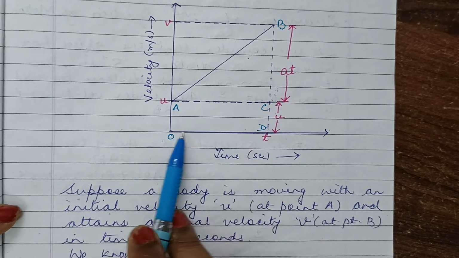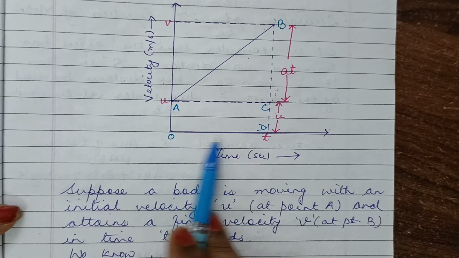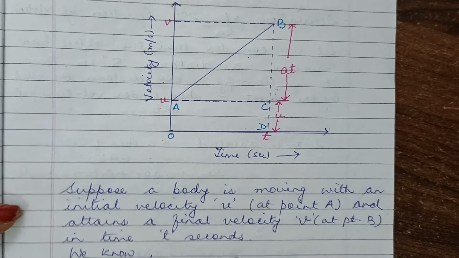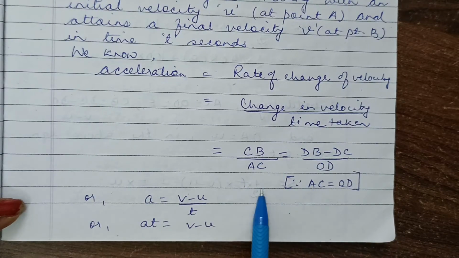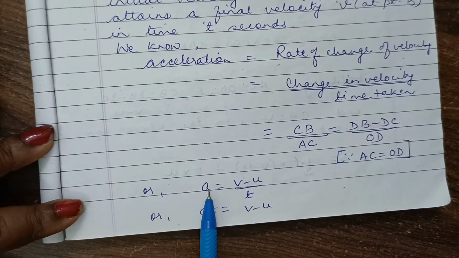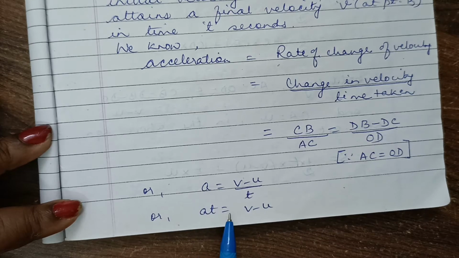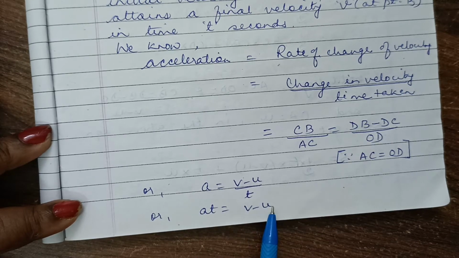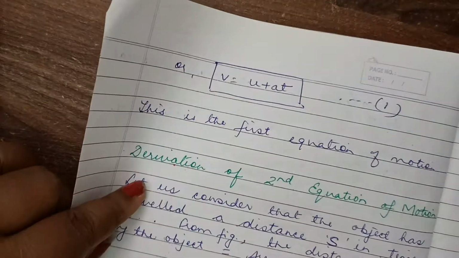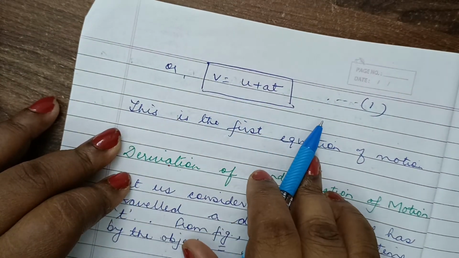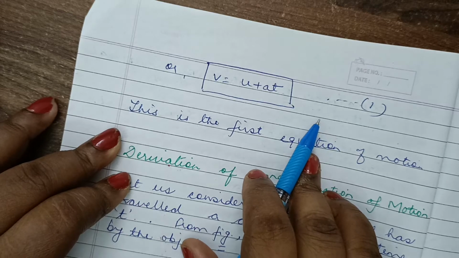Now this AC can also be written as OD. Now this OD is equal to t. So we will write down DB minus DC by OD, or a equals v minus u by t. Now when you cross multiply, at equals v minus u, or v is equal to u plus at. This is your first equation of motion. It's very easy.